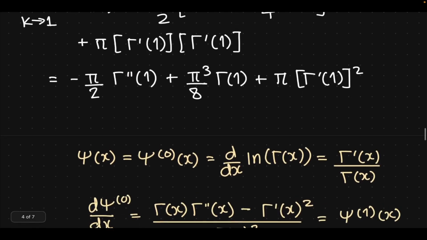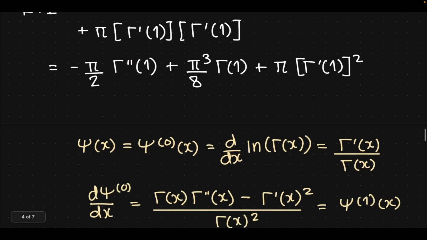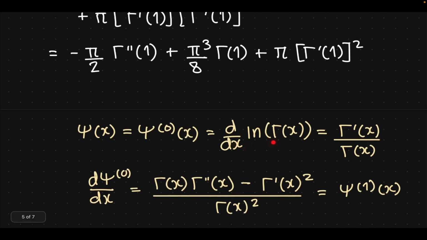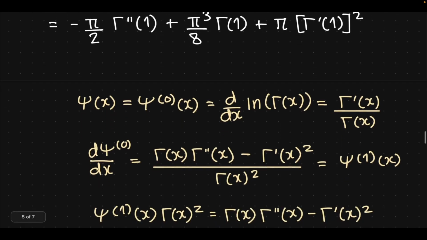Now we have to find gamma double prime of 1. So for that, let's go back to what we know about the derivatives of the gamma, also known as the digamma function, which isn't really a direct derivative of the gamma, it's the derivative of the natural log of gamma. So that's gamma prime of x divided by gamma of x. That's the digamma function, which is also known as the 0th order polygamma function. I'm going to use the 0th order polygamma notation for digamma because we're going to need higher order polygamma functions in this particular case.